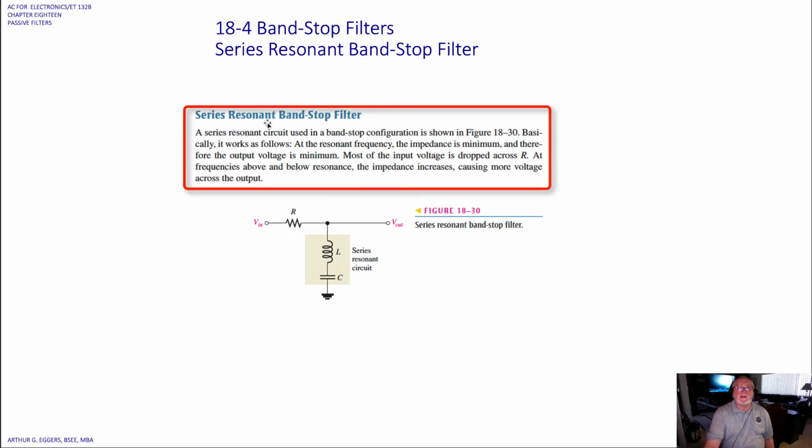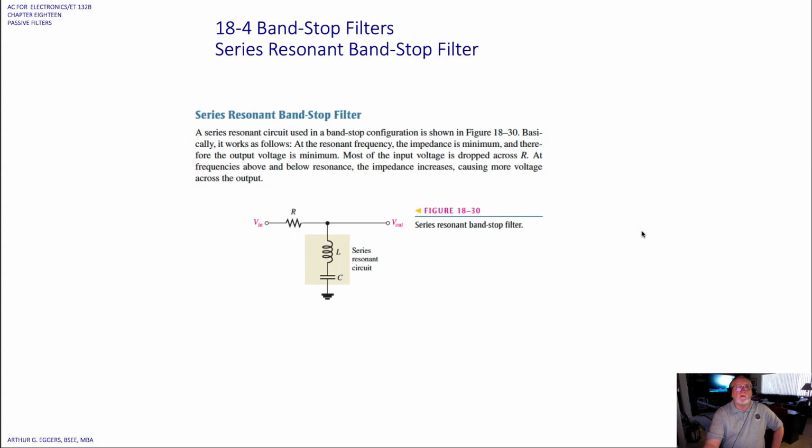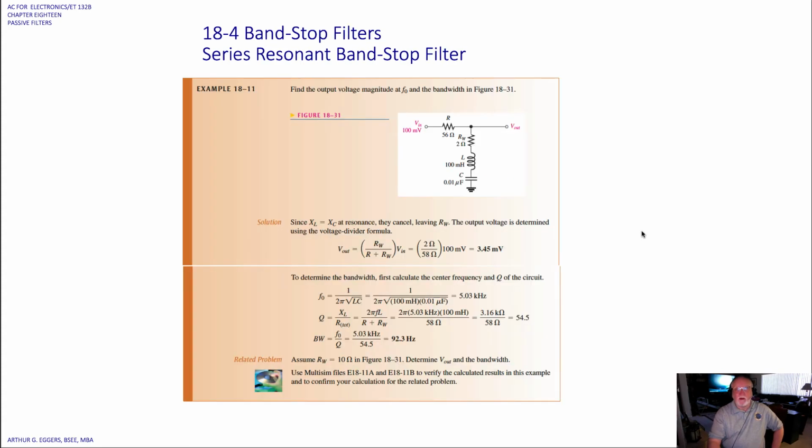A series resonant band stop filter is then used in a band stop configuration. Basically, it works as follows. At resonant frequency, the impedance is minimum, and therefore the output voltage is minimum. Most of the input voltage is dropped across the resistor. At frequencies above and below resonance, the impedance increases, causing more voltage across the output.